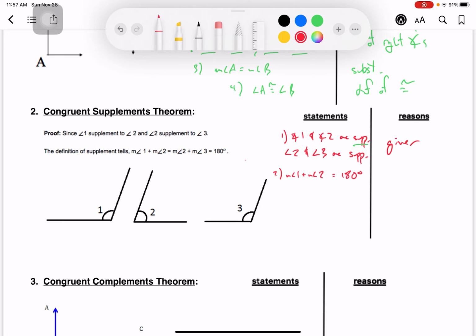Similarly, if 2 and 3 are supplementary, this means the same thing about angle 2 and angle 3. How did I know this to be the case? That's the definition of supplementary.